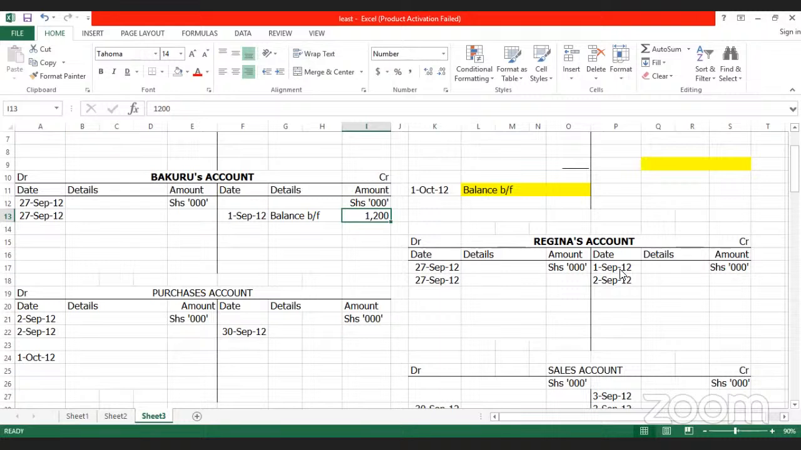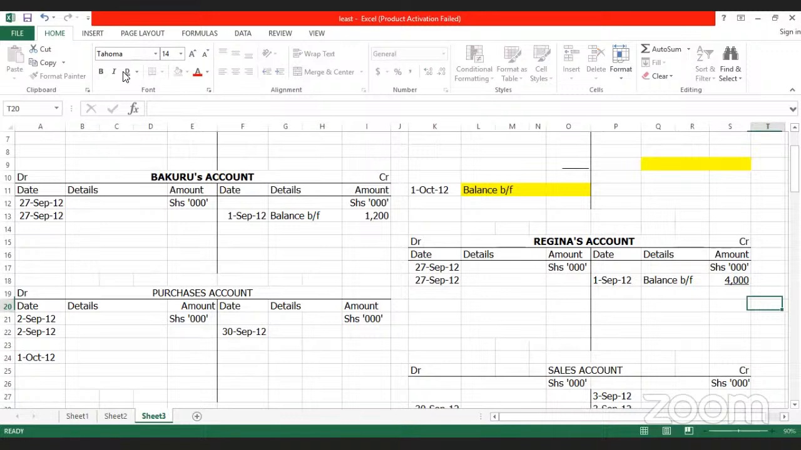Regina's account. Go and enter that balance on the credit, the opening balance. There is some opening balance already on the account. How much is that balance for Regina? 4,000. So you've entered the balances.